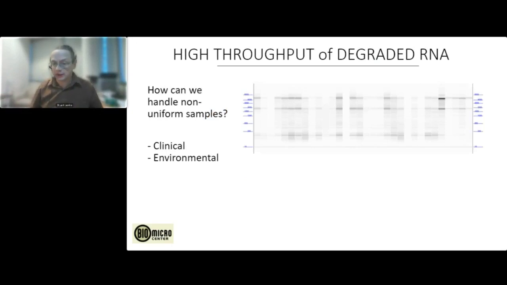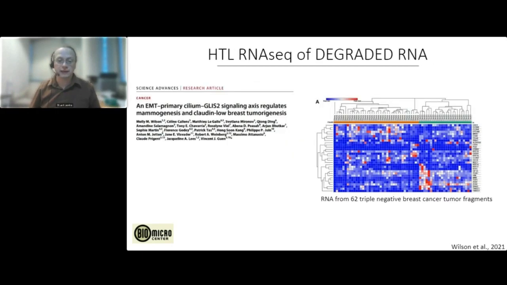Here is that same data set. We processed this into libraries, and in fact, it's already been published. These were triple negative breast cancers, 62 samples that were shipped from Europe to the lab. The lab brought them in, and we were able to process these all in batch and had beautiful data, clustered beautifully, and was able to be published.